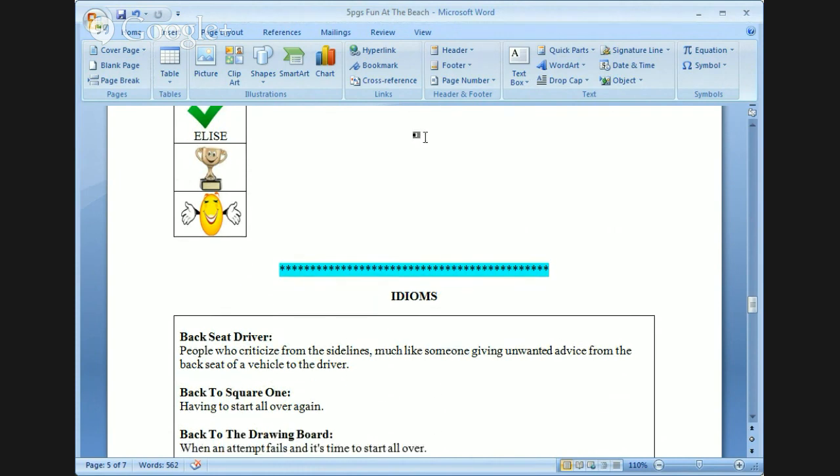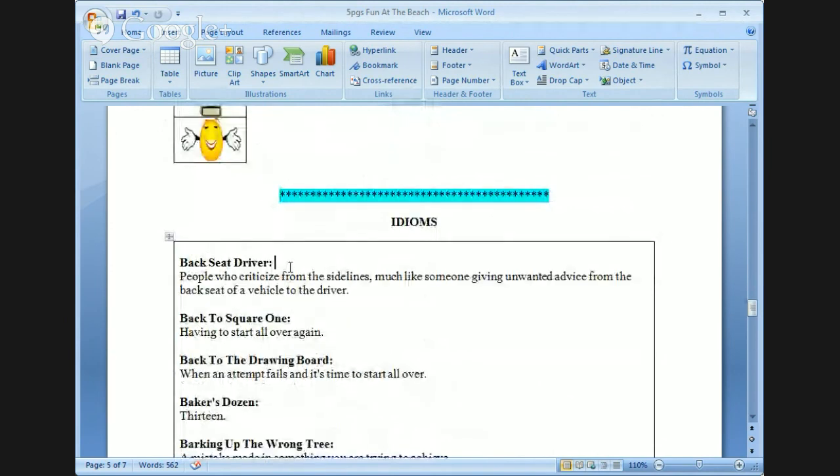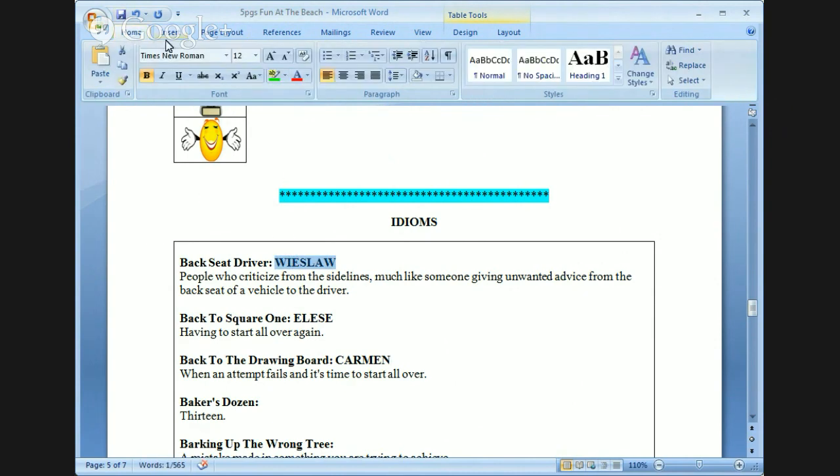All right? So here are some idioms. I want you to look at these idioms, and we're going to use these idioms and refer back to our story. So this will be Wisla, this will be Elise, and this will be Carmen. So Wisla, you must take this one. I'm sure I'm spelling it wrong. I'll go back and fix it. Wisla, Elise, sorry, and Carmen.